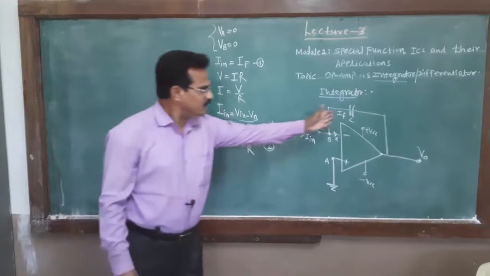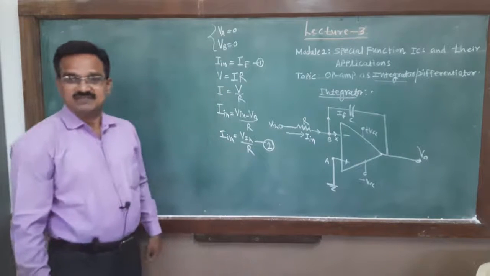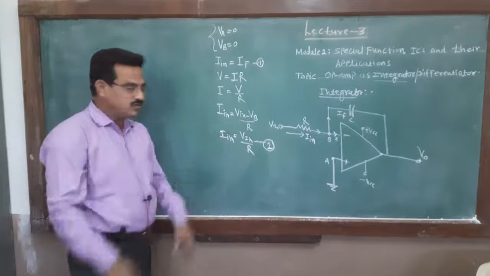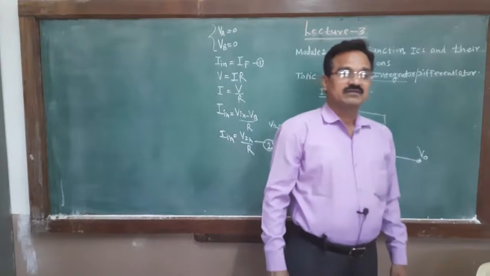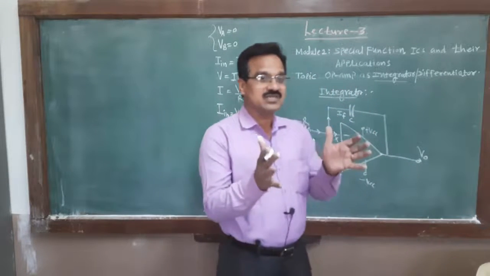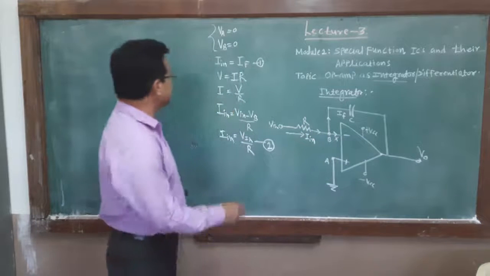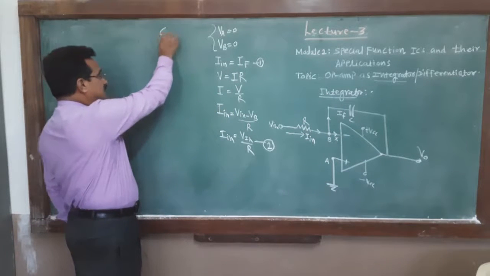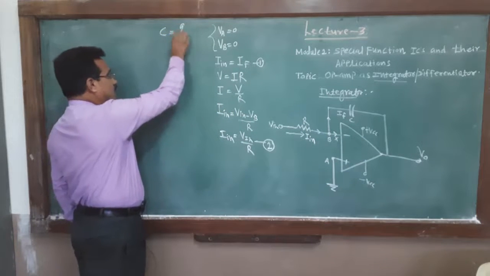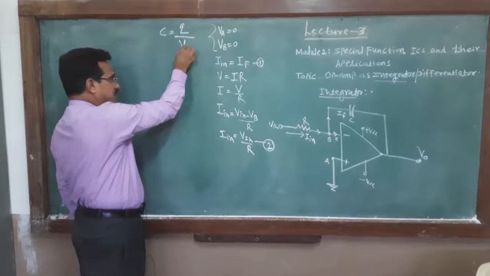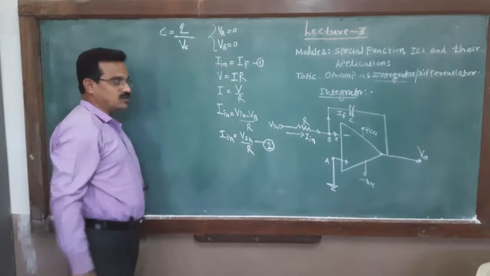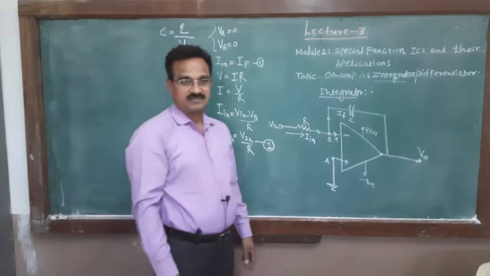But what about the value of the current flowing through this capacitor? How will you find it out? We know the relation for the capacitor: C is equal to Q upon V, where V is the voltage across the capacitor.